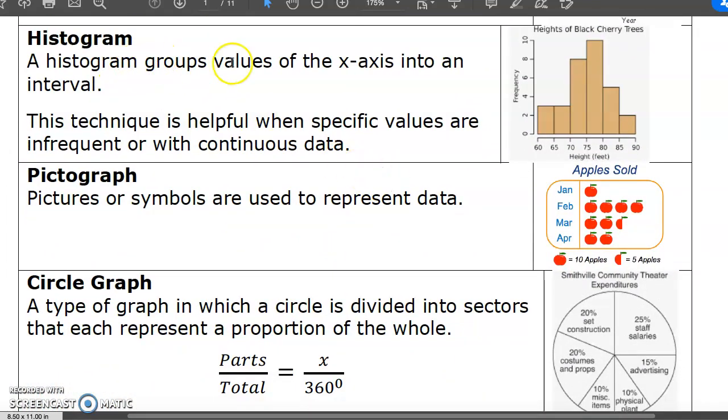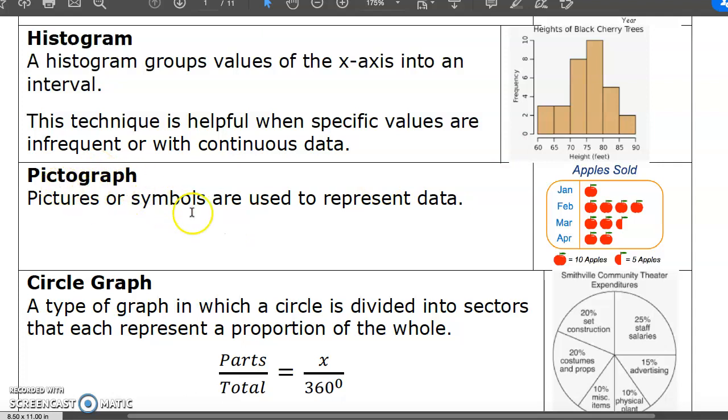A histogram groups values of the x-axis into an interval. So you can see here the height of the cherry trees fall into an interval. We don't know the specific values of the tree heights between 75 and 80. We know that there are 10 of these observations, but not the specific value. The advantage of this histogram is that you can see the overall dispersion of the data. The disadvantage is that you don't know the exact values. But in many cases, it's advantageous to be able to see the big picture. Where is most of the data distributed?